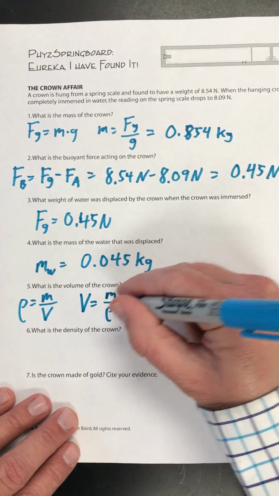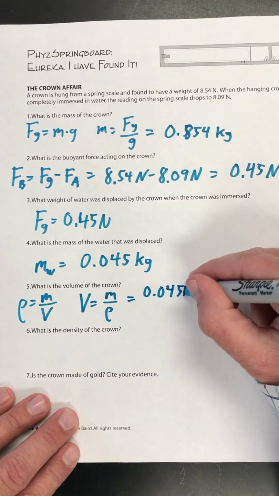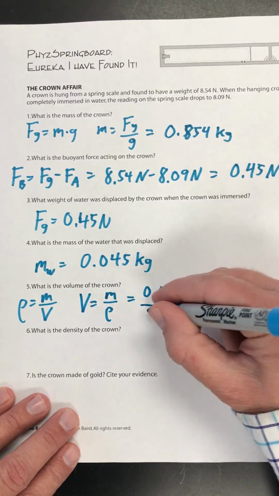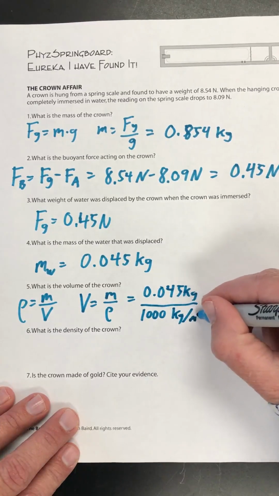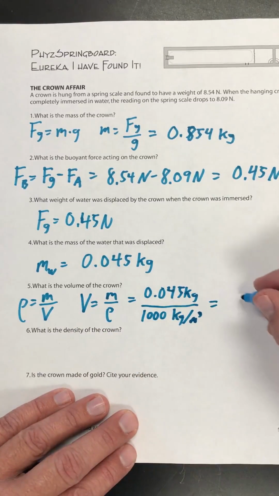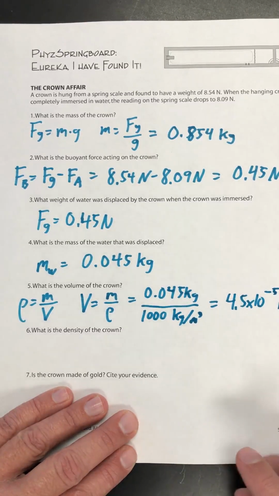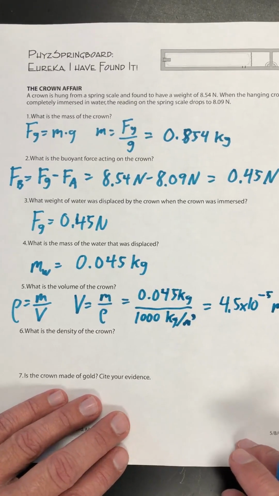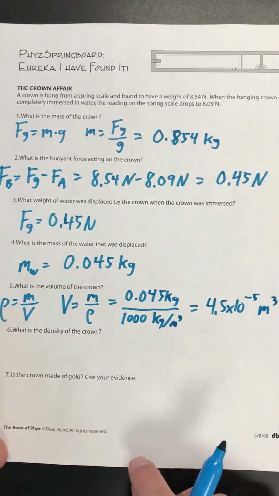Volume will be mass over density. Our mass is 0.045 kilograms. The density of water is 1,000 kilograms per cubic meter. When you work that out, you get a very small number, 4.5 times 10 to the negative fifth cubic meters. That may seem very, very small, but remember that a cubic meter is a huge amount of volume.